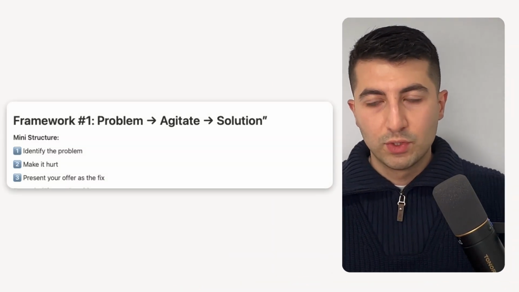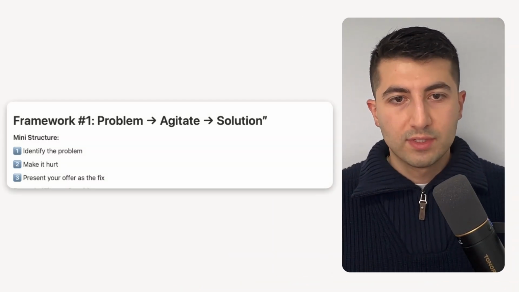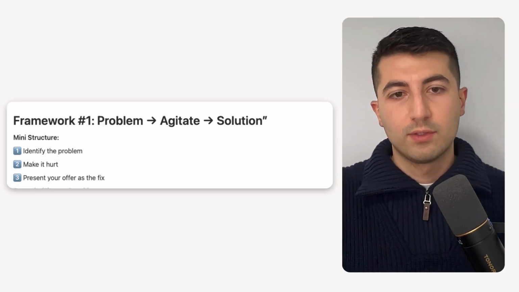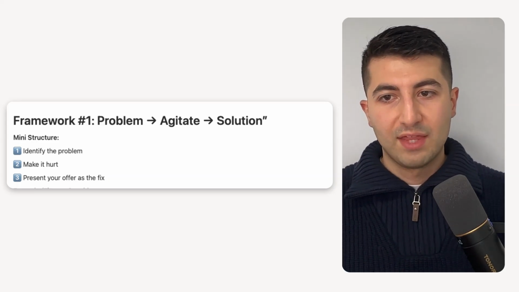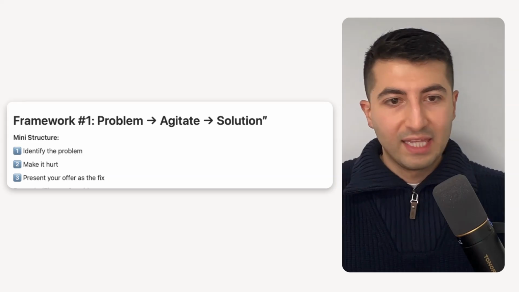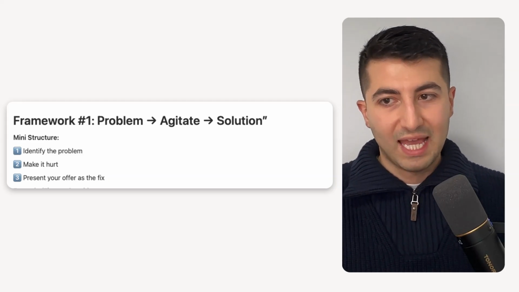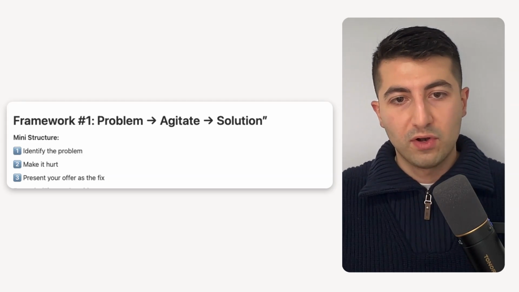So framework number 1 is going to be the Problem-Agitate-Solution or PAS. The structure is going to be as follows. You identify the problem, you make it hurt, and then you offer a solution. This is a classic copywriting formula that taps into emotion. You start by naming the problem your audience feels, then make them feel the pain of staying stuck, and then you present your solution or offer as the way out.